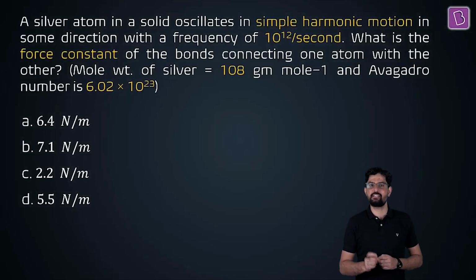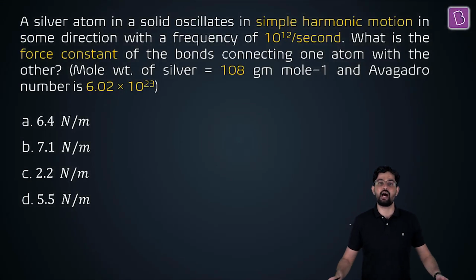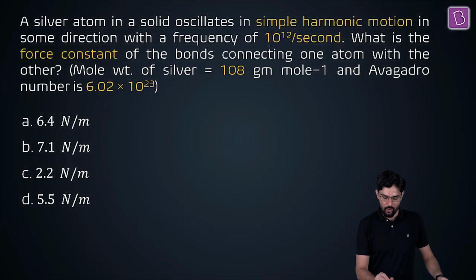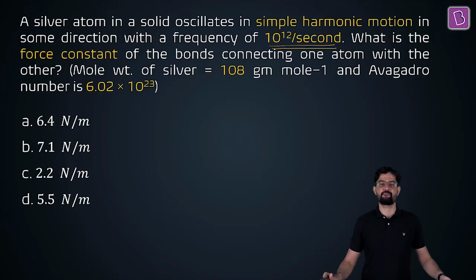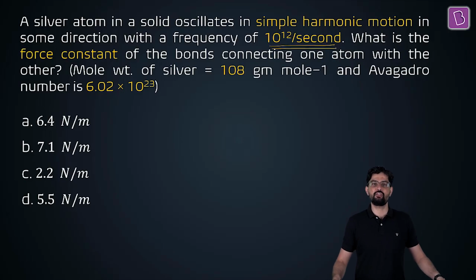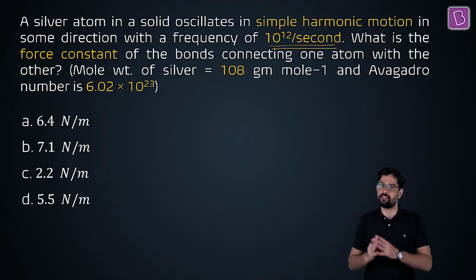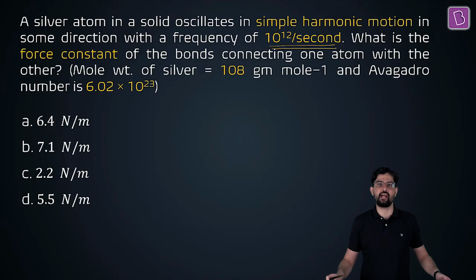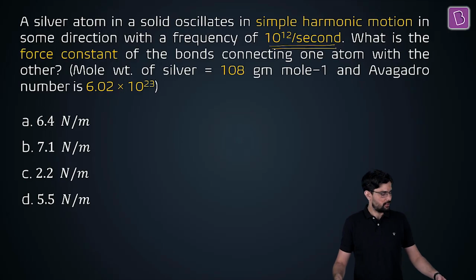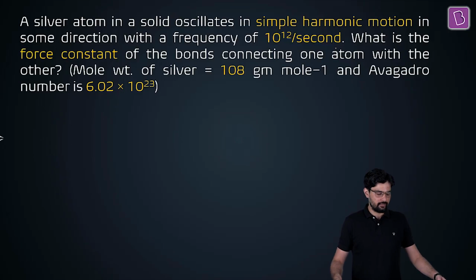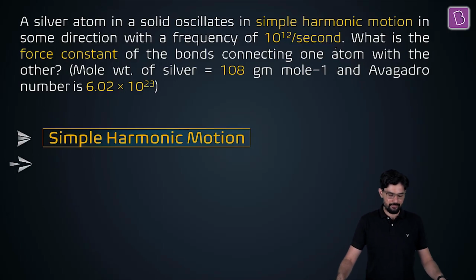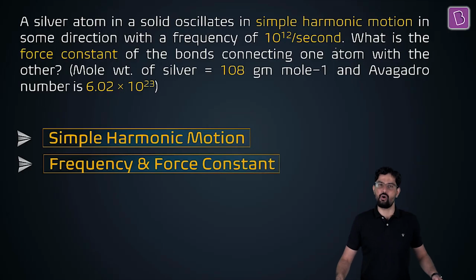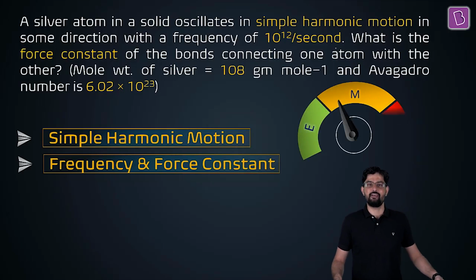So in this case, a silver atom is performing simple harmonic motion with a frequency of 10 raised to the power 12 oscillations in each second. You simply have to find out the force constant of the bonds connecting one atom with the other. And then you have to choose the right option. So in this question, the concepts involved are simple harmonic motion, frequency and force constant. And the level is easy.